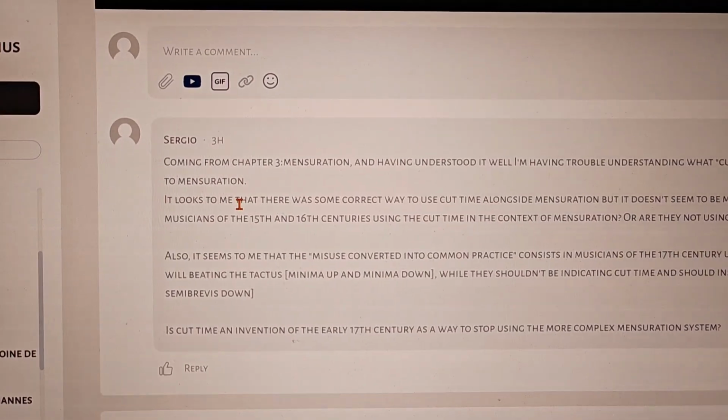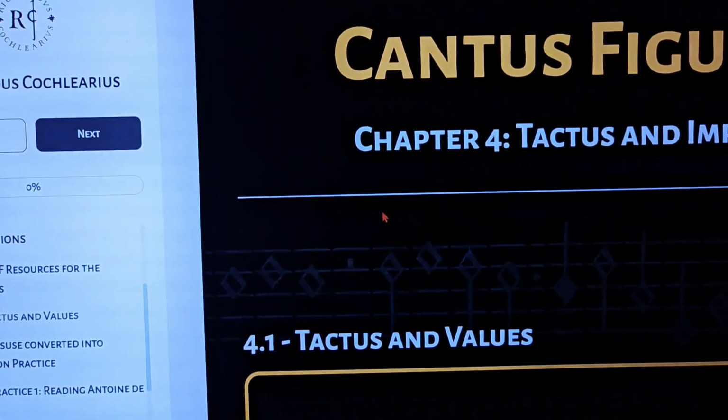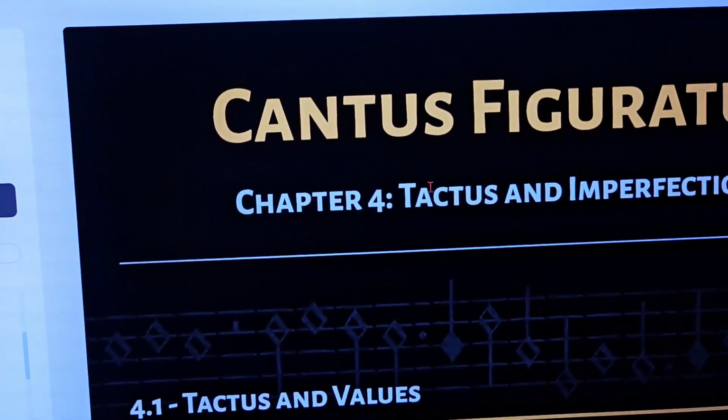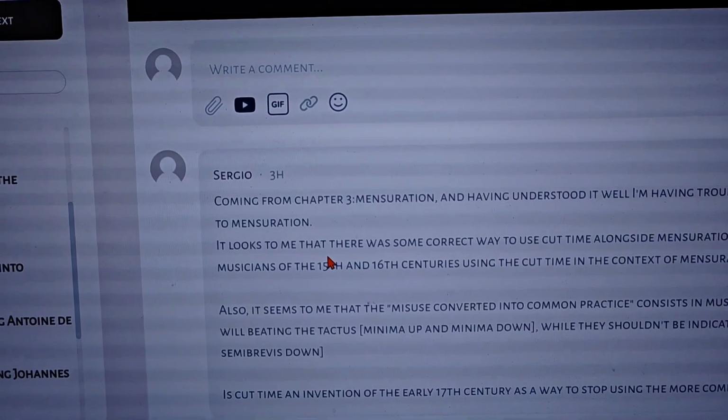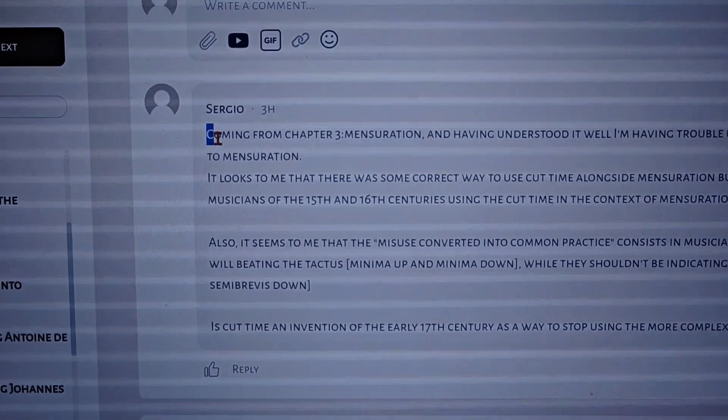Hello musici, today we have a very interesting question from the Cantus Figuratus course. So we are in Cantus Figuratus chapter 4 and the topic is how the cat works. Let's see the question by Sergio.